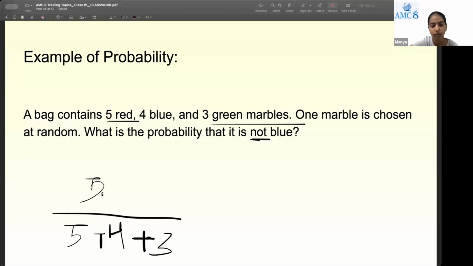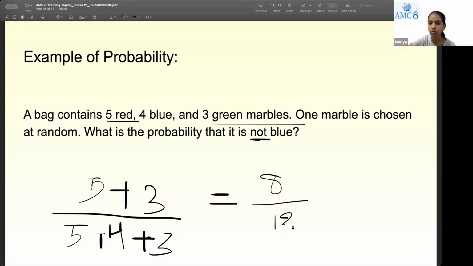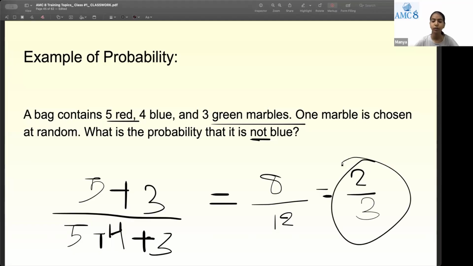5 plus 3, which is equal to 8 by 12. This is the total probability, but then we can simplify this fraction. Dividing by 4 on the numerator and the denominator, it would be 2 by 3, and that would be our final answer.